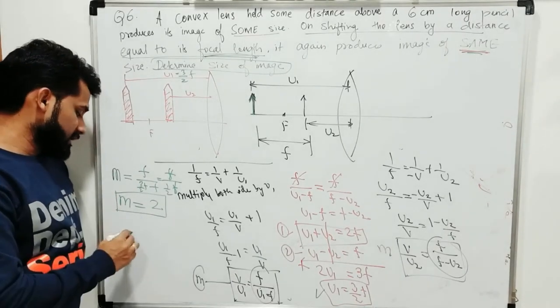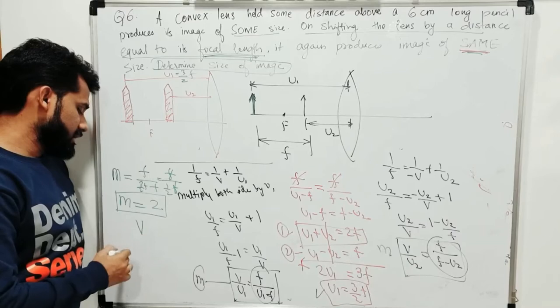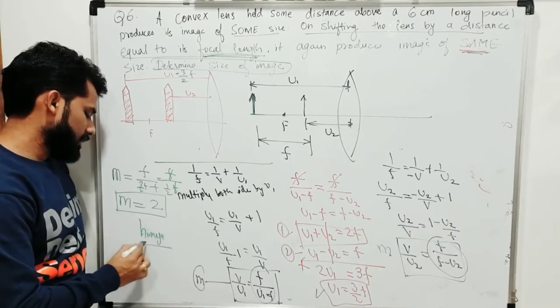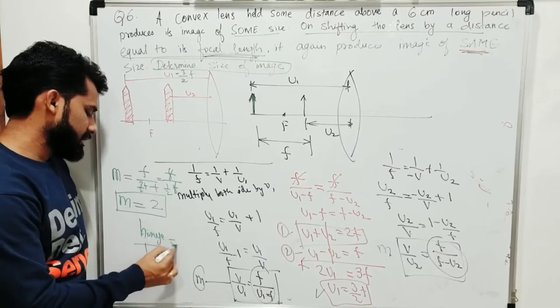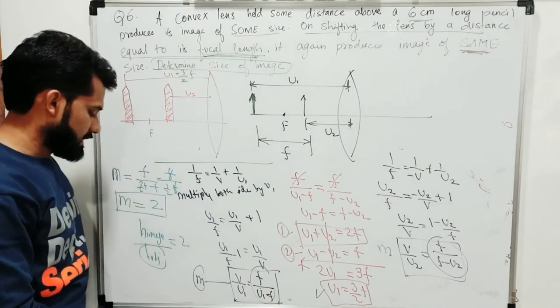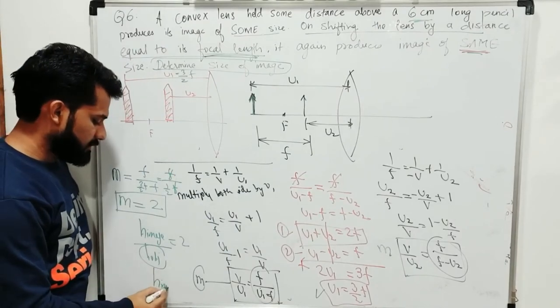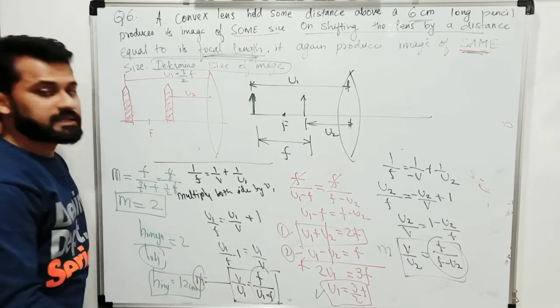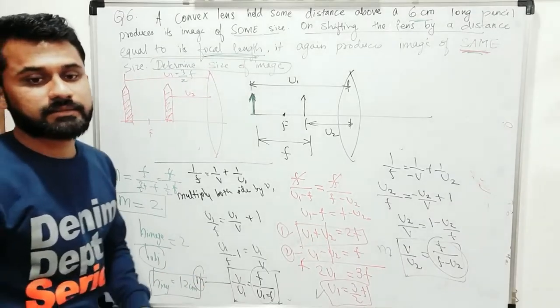And if magnification is 2, we know that height of image upon height of object is 2. Height of object is already given. 6 cm is the size of the pencil. So the height of the image will appear as 12 centimeters. This is the answer for question number 6.